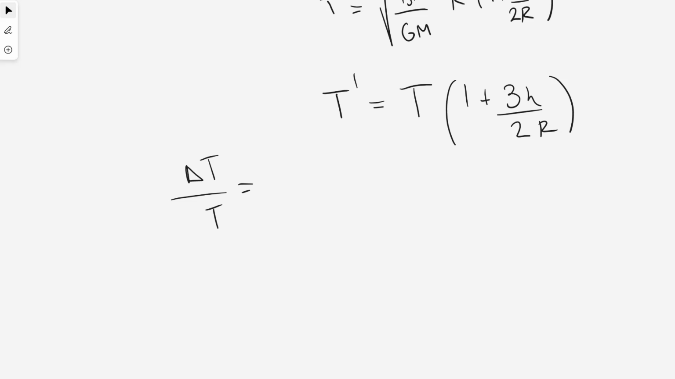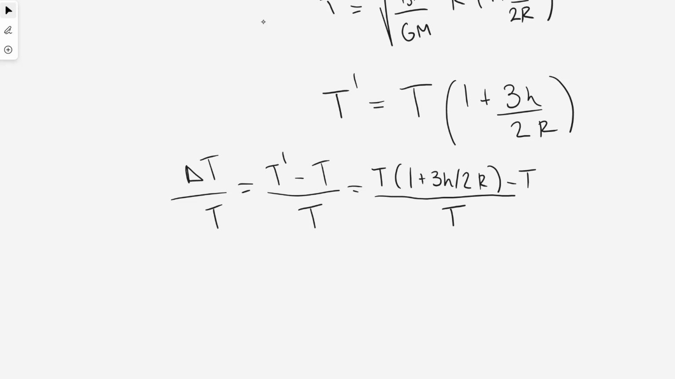Well, if we think about it, delta T really is going to be T prime minus T, divided by T, and T prime is just T times 1 plus 3h over 2r, take away T, over T. Now let's divide this expression by T. We can essentially cancel out all of those T. So what we're going to get is 1 plus 3h over 2r, and then a factor of minus 1 from the T that is cancelled out.